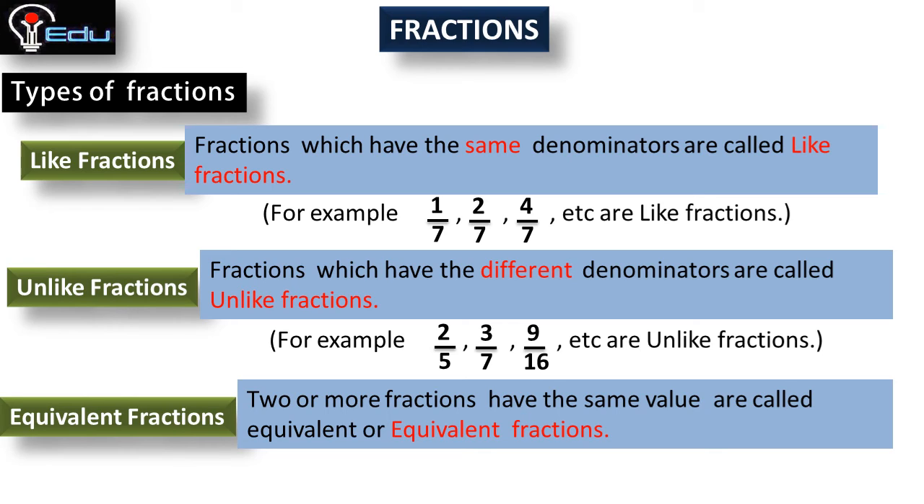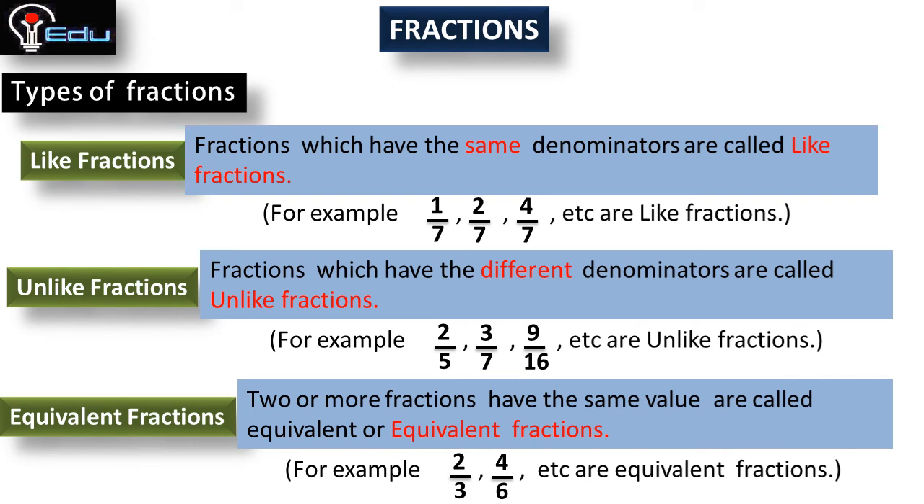Two or more fractions that have the same value are equivalent fractions. For example, 2 by 3 and 4 by 6 are equivalent fractions. So these are examples of equivalent fractions.